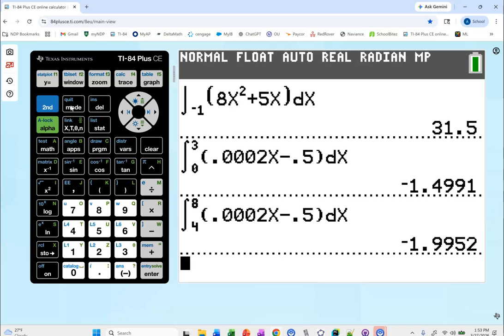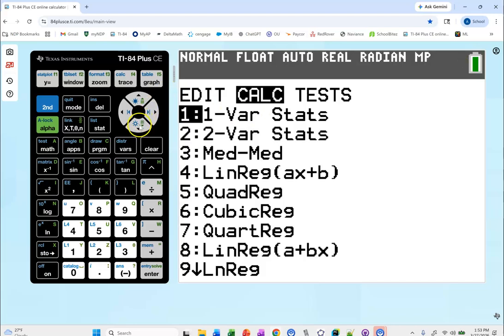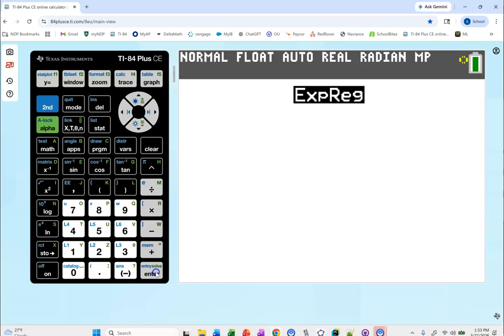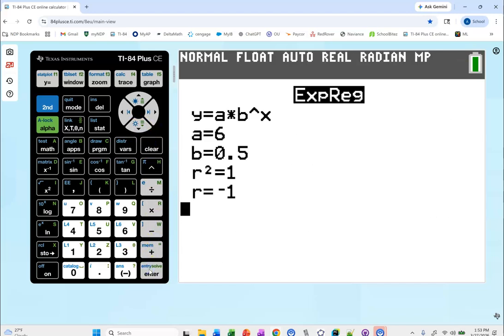So to get that, I'm going to exit back out to the main screen, and I'm going to press the Stat button again. But this time I'm going to go over to the Calc tab, and scroll down until I see the command expreg. I'll select that and hit Calculate. And look at what it spit out for me. It says, here's your equation, a times b to the x, where a is 6 and b is 0.5.